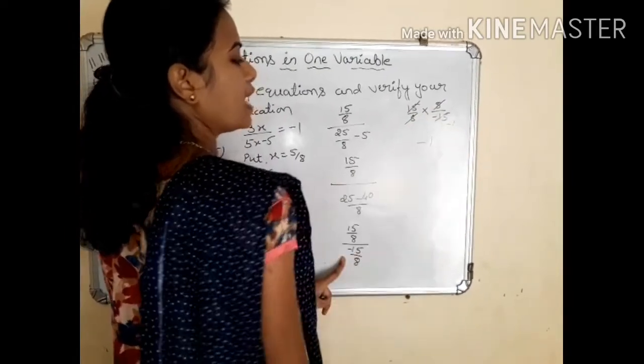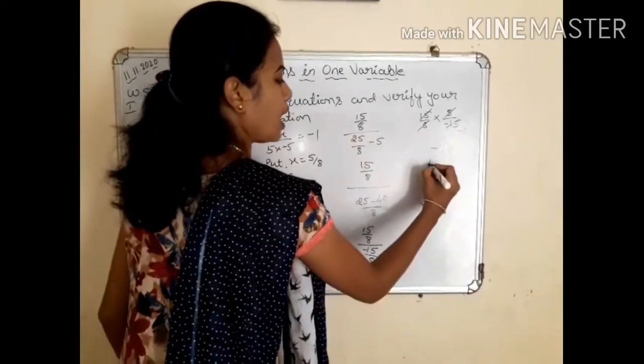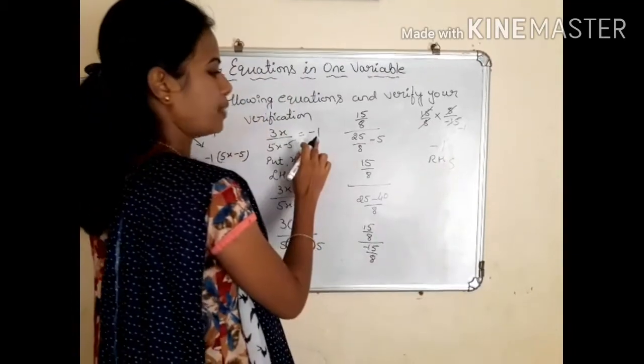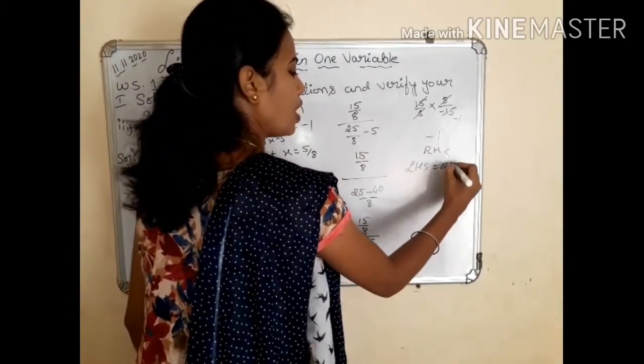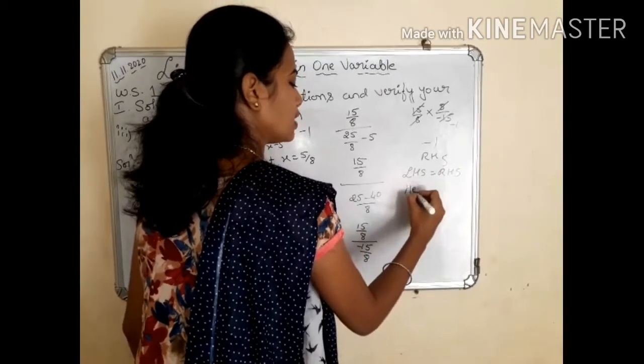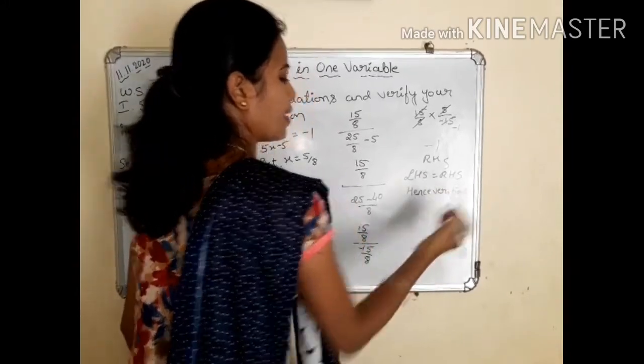Then what we got here? Minus 1. So, by taking LHS, we proved RHS. RHS is minus 1, that we proved here. Therefore, LHS is equal to RHS. Hence, verified.